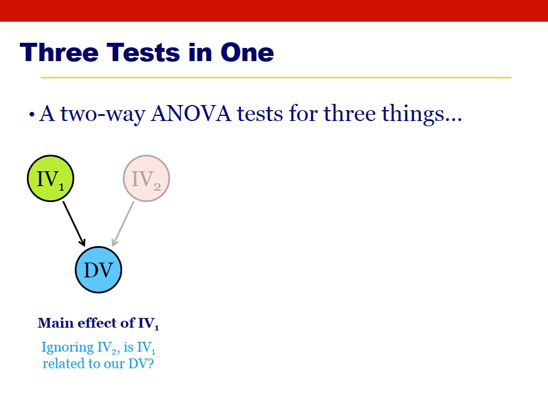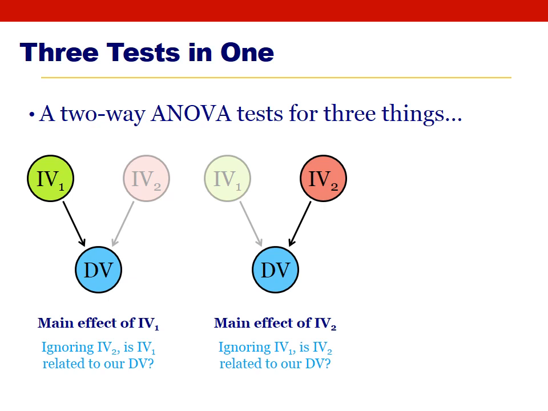First, it's going to tell us whether there is a main effect of independent variable 1. So if we ignore independent variable 2 completely, and we just focus on the first IV and the DV, the test will tell us whether there's an overall relationship between those 2 variables. Next, it'll do the same thing, but for the other independent variable. So if we ignore independent variable 1, we will test to see whether there's an overall relationship between independent variable 2 and our dependent variable. If we find an overall relationship, we would say that we found a main effect of IV2.